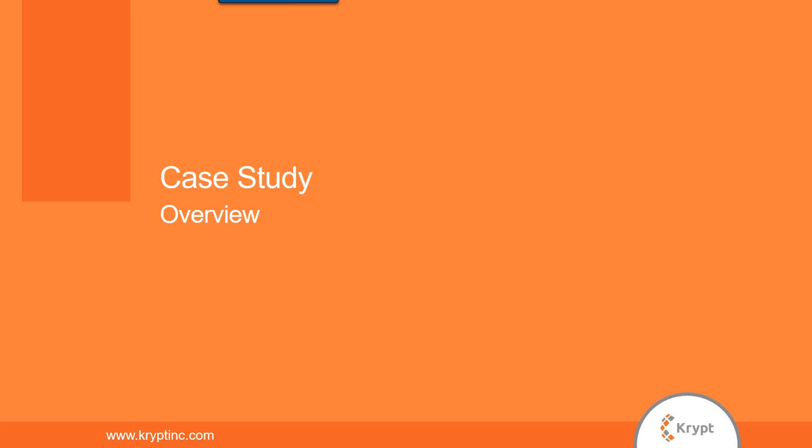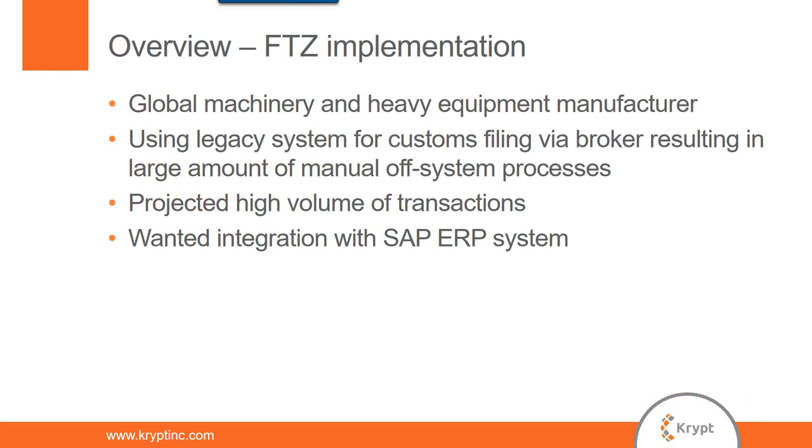All right, so Krypt was basically the first company to help an importer actually use this process. We helped on a proof of concept with the importer, and also now are working with some of the development work. So just in general, this customer is a global machinery and heavy equipment manufacturer, and the reason they wanted to use GTS in their FTZ process is that their legacy system just didn't fit their needs. There's a large amount of manual off-system processes involved, and obviously they're concerned about compliance. GTS enables you obviously to use your system of record to support your FTZ activity.